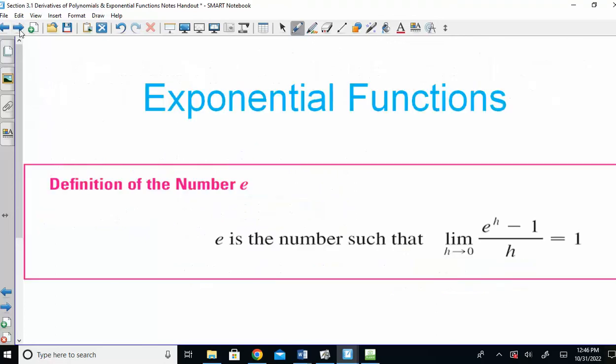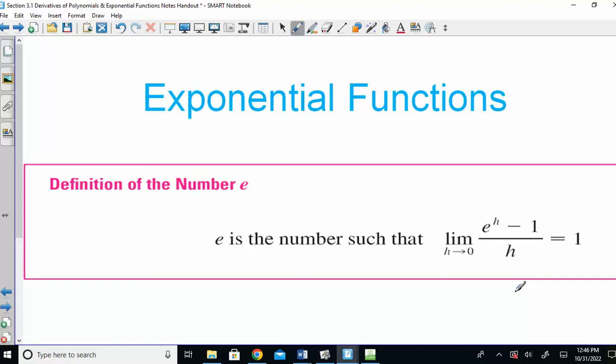Last bit we're going to talk about is exponential functions. We've seen e's before. We first saw them in college algebra when we were talking about the natural log and the exponential function. E, I just told you, is kind of like pi. It has a set number. Well, this is where it comes from. It's the number so that the limit as h approaches 0 of e to the h minus 1 over h equals 1. Okay, so that's just how that number is derived.